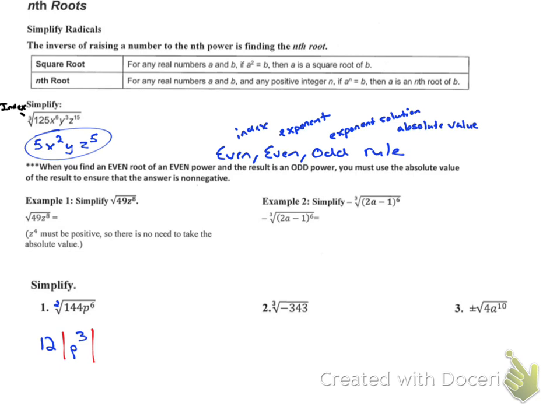Simplify square root of 49 z to the 8th. What's the square root of 49? 7. All right, then what's 8 divided by 2? 4.